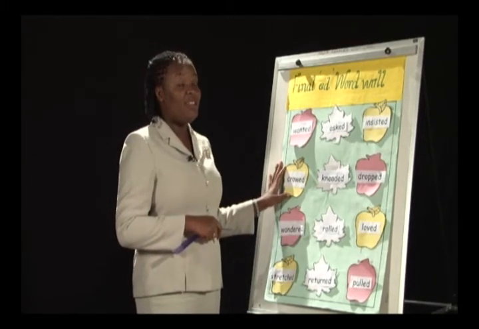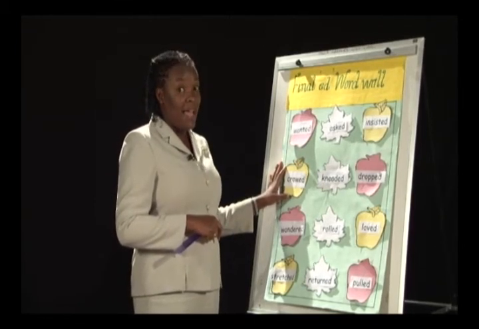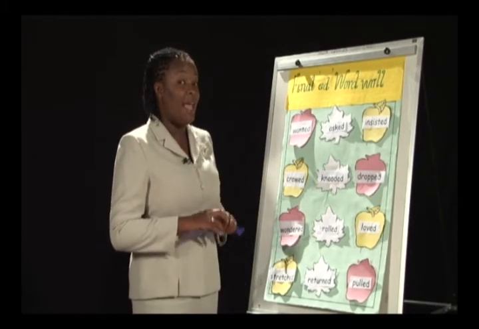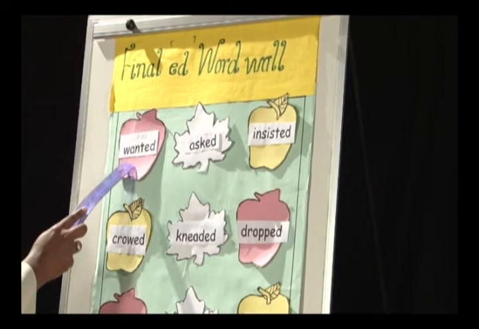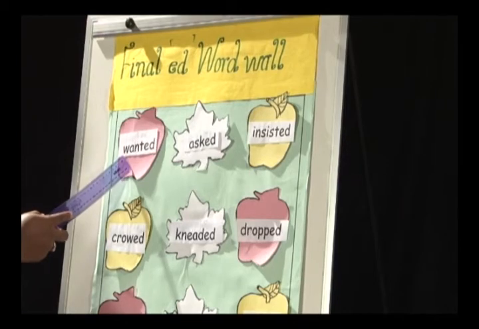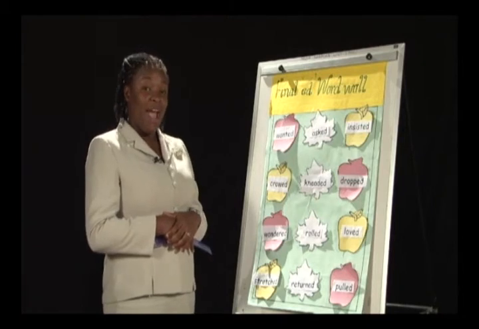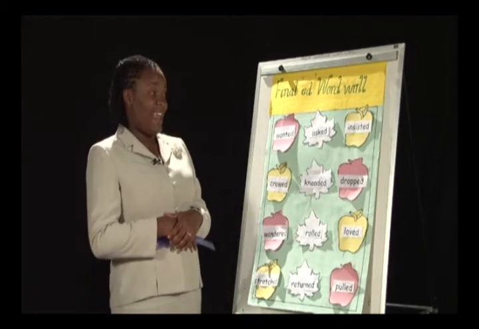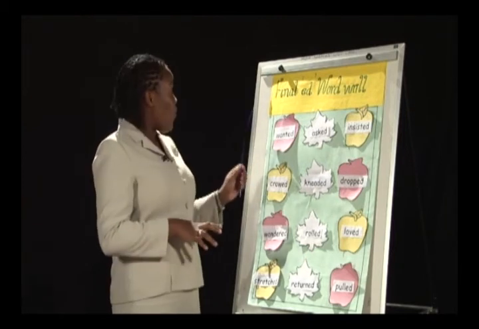Yes, boys and girls, they are all past tense verbs and they all end with ed. But remember, they don't all have the same sound at the end. Look at this word. What is it? Yes, it is the word wanted. Which word on the word wall rhymes with wanted? Ah, yes, the word insisted rhymes with wanted.